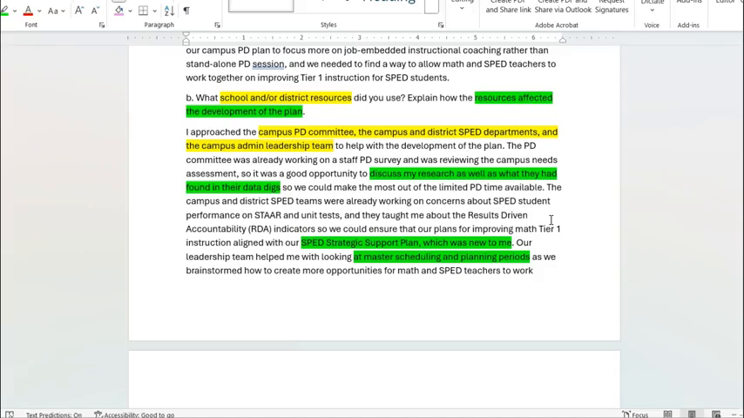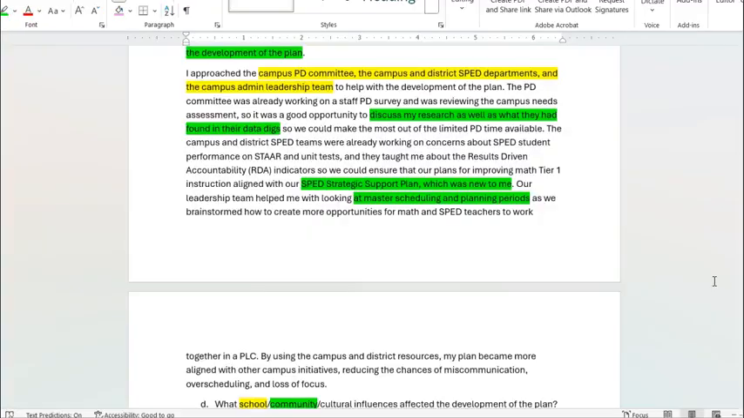Explain how the resources affected the development of the plan. So here's the resources in yellow: campus PD committee, campus and SPED departments, campus admin leadership team. And then how did they affect the development of the plan? So it was a good opportunity to discuss my research. I'm going to let you just pause and read this. I can scroll down here.